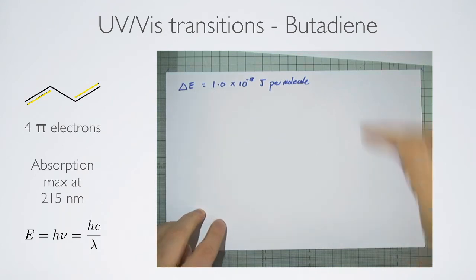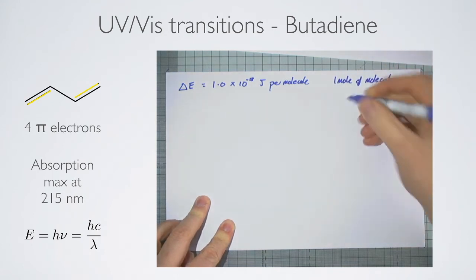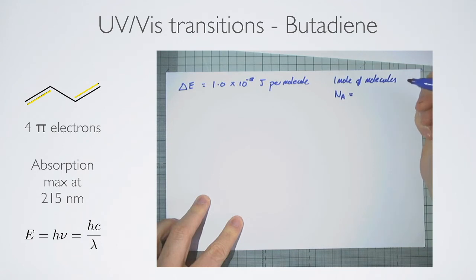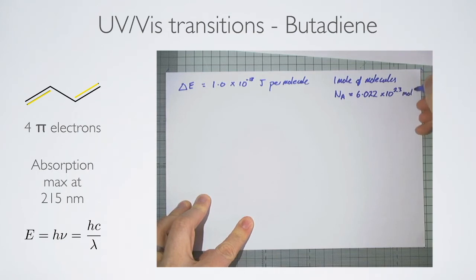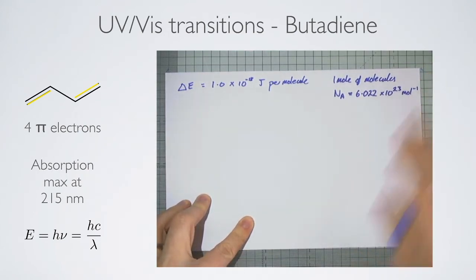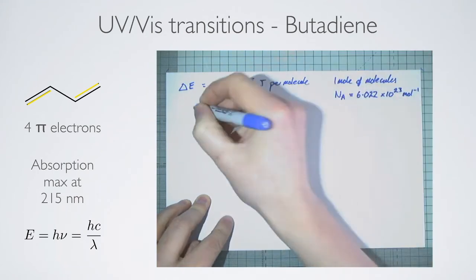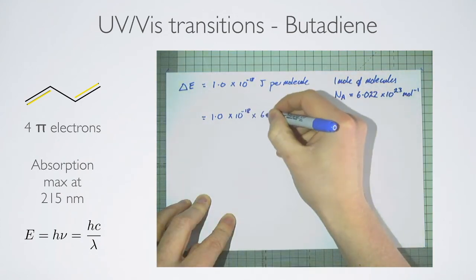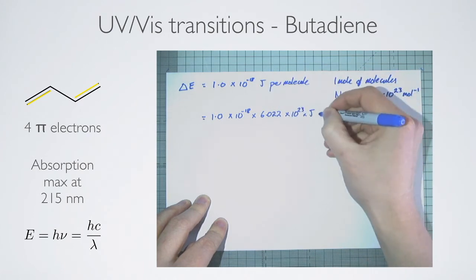Now if we have 1 mole of molecules, that means we have Avogadro's number, N_A, of molecules, and we remember that Avogadro's number is 6.022 times 10 to the power 23. So if we multiply, and we mustn't forget the units, which is per mole. Now we multiply Avogadro's number by this energy to find out the molar energy, which will come out as 1.0 times 10 to the negative 18 multiplied by 6.022 times 10 to the power 23 joules per mole.